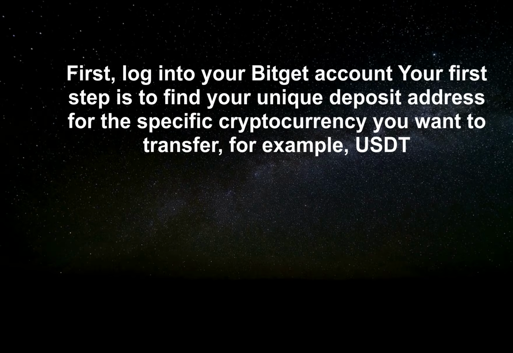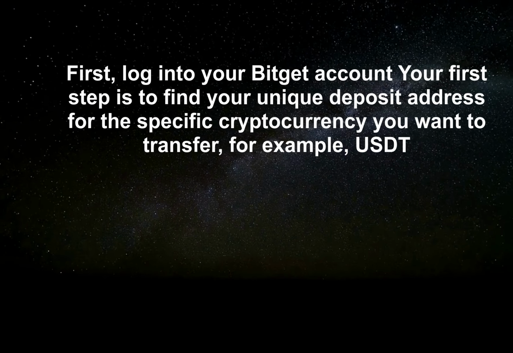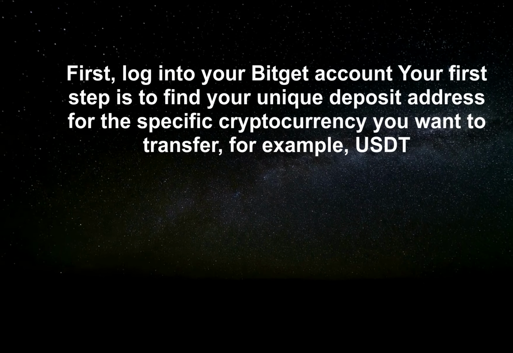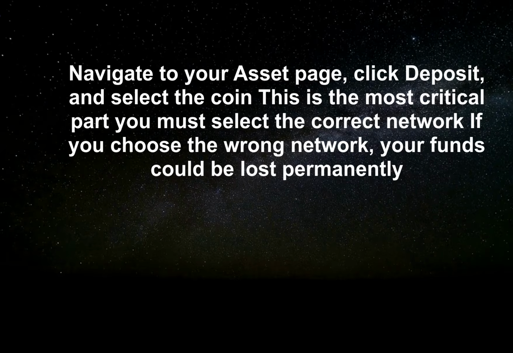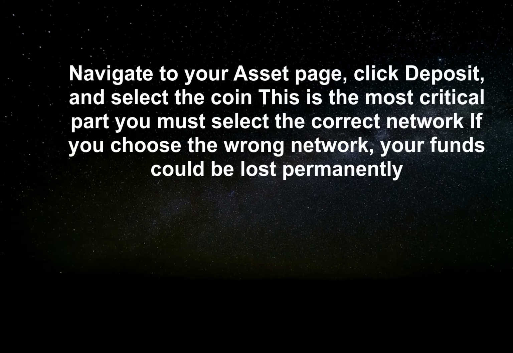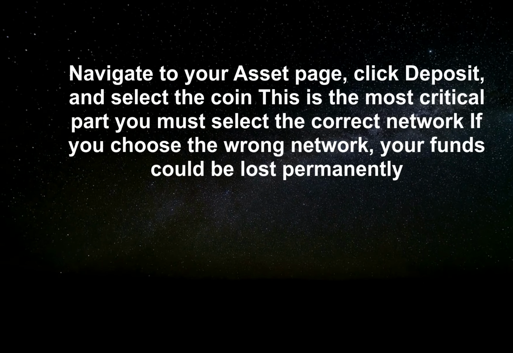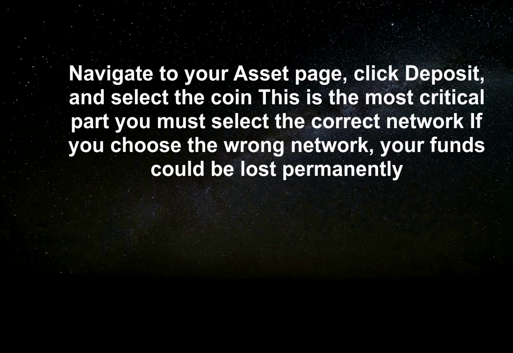Your first step is to find your unique deposit address for the specific cryptocurrency you want to transfer. For example, USDT. Navigate to your asset page, click Deposit, and select the coin. This is the most critical part. You must select the correct network. If you choose the wrong network, your funds could be lost permanently.